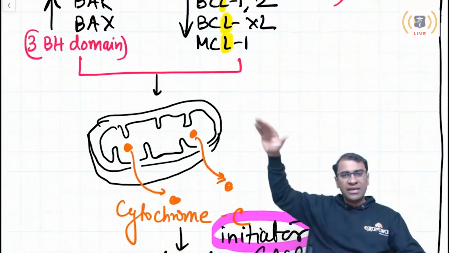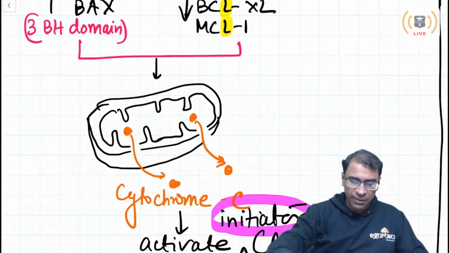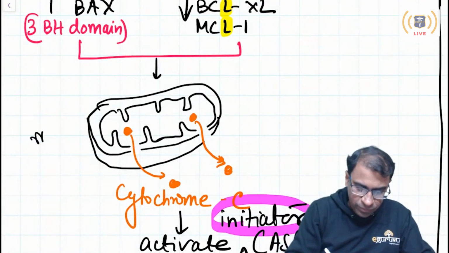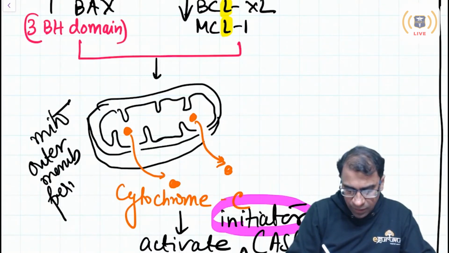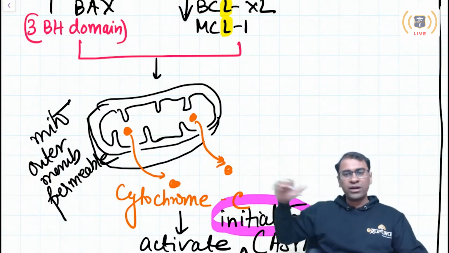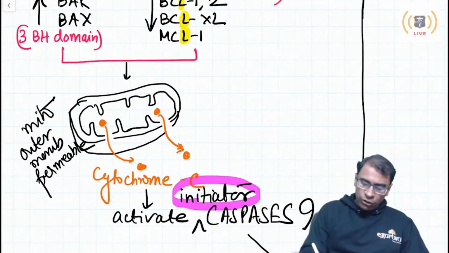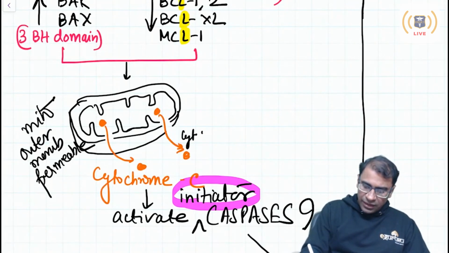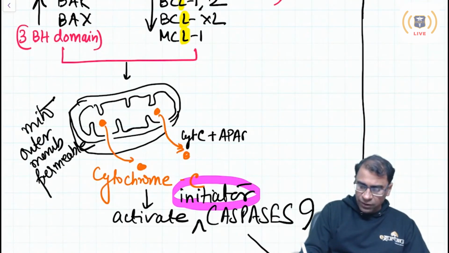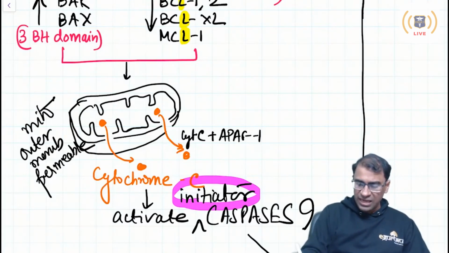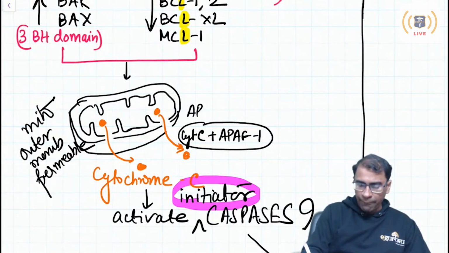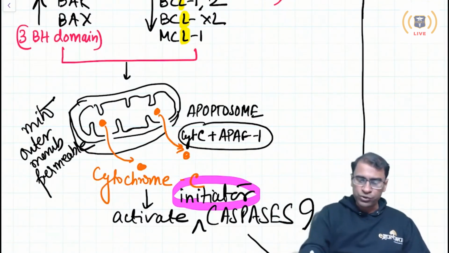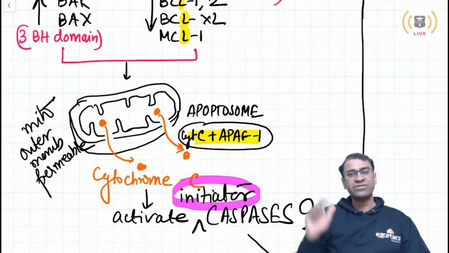Now once this happens, they take out cytochrome C from the mitochondria. This is a mitochondria, right? So the mitochondrial outer membrane becomes permeable, and therefore what comes out is cytochrome C. This cytochrome C combines with a protein called APAF1. Now this combination is often referred to as apoptosome. This was a question also asked in this year's AIIMS. Apoptosome is a combination of cytochrome C with APAF1.